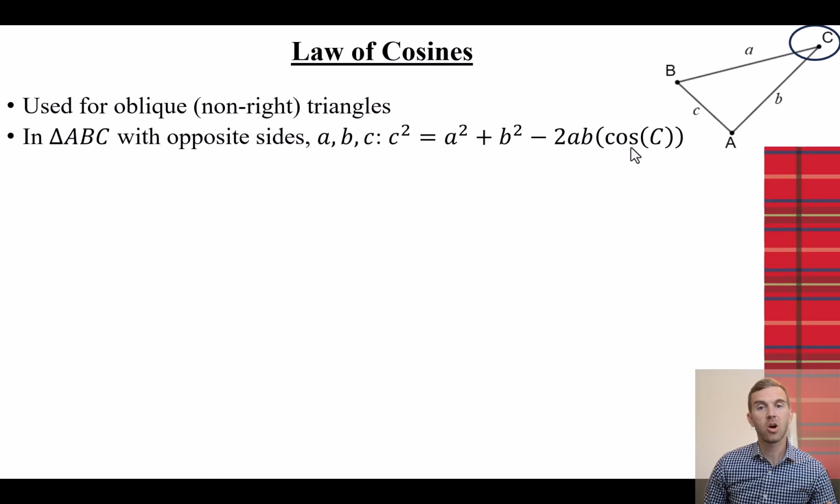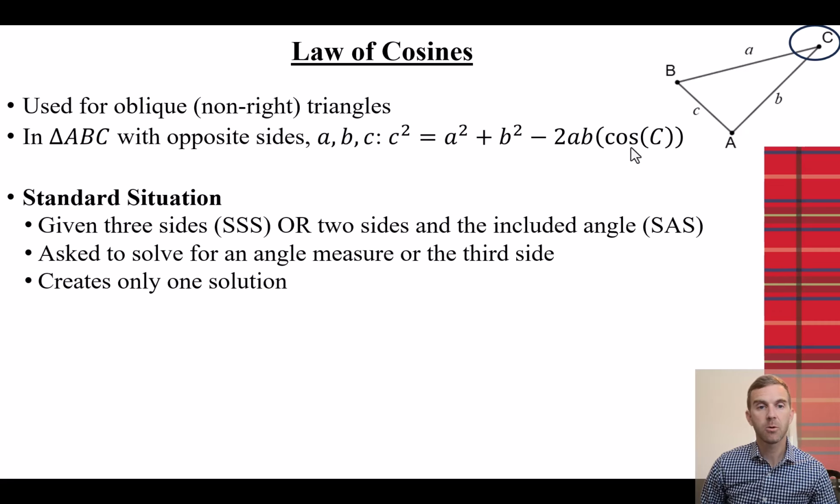Now, again, that's a longer formula, but it's going to be pretty flexible and help us solve for missing pieces. So if we have all three sides, we can calculate missing angles. Or if we have two sides and an included angle, we can solve for the angle measures or the third side. So there's a little bit more flexibility with how we use law of cosines. And as long as we have those two situations, we only have one solution. There won't be an ambiguous case like there was for law of sines. So we just have to pay attention to what information we have.